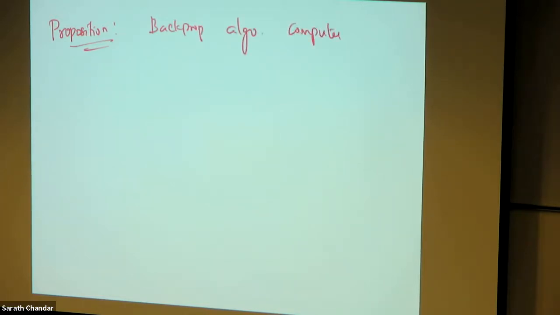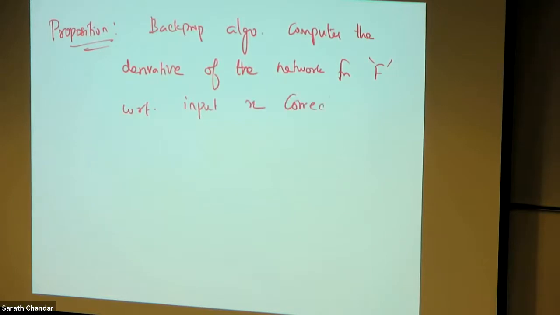the backprop algorithm computes the derivative of the network function f with respect to the input x correctly. Because I showed you these simple 3 examples where it so happens that the output is correct.